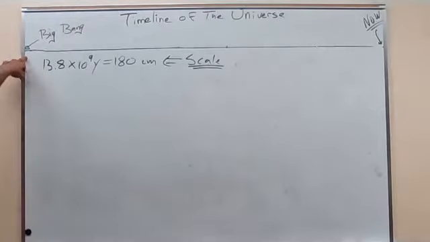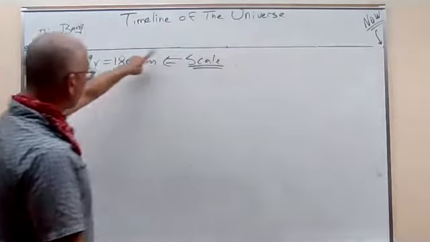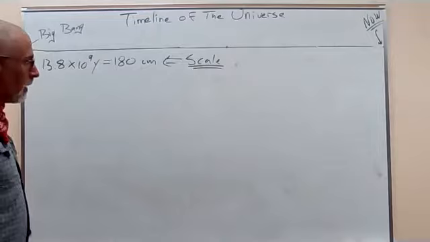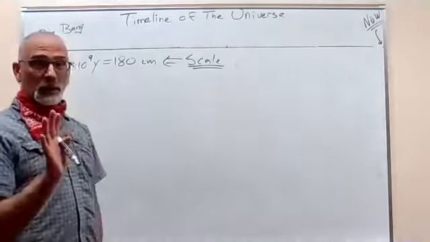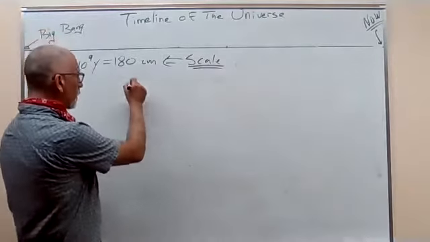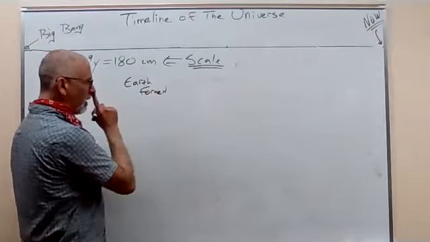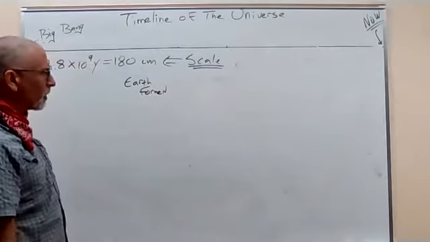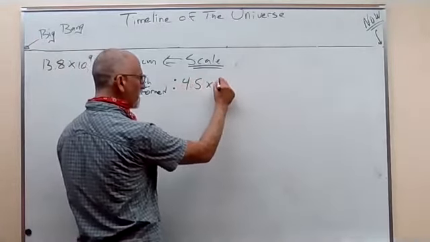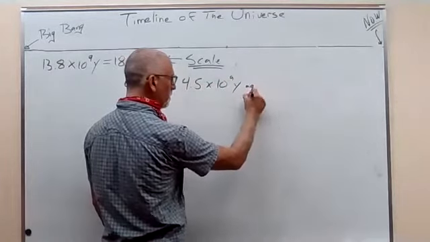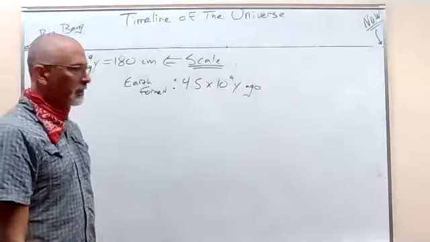So I know that this is the Big Bang and this is now. The Big Bang happened 13.8 billion years ago. How do I put the milestones on there? Well, let's do a basic one for starters, and I will say the Earth formed. Well, how long ago did the Earth form? Well, the Earth formed 4.5 times 10 to the 9th years ago. That's when the Earth formed. So the Earth is 4.5 billion years old.